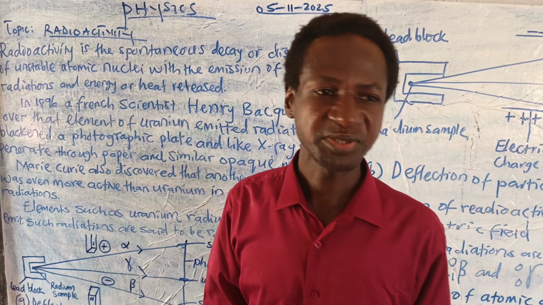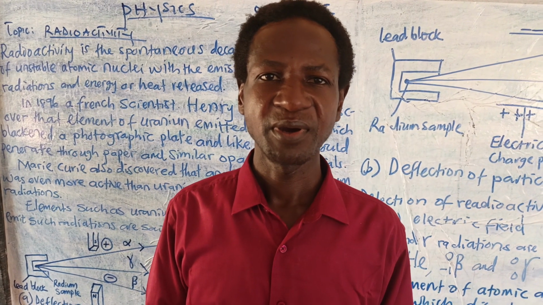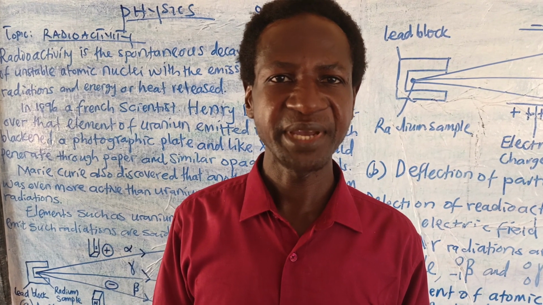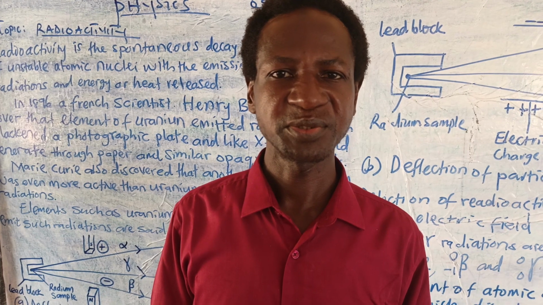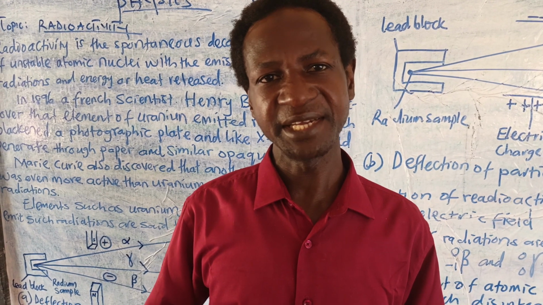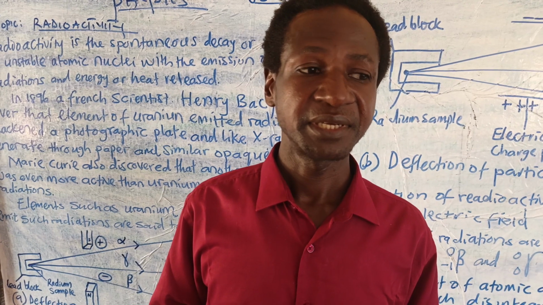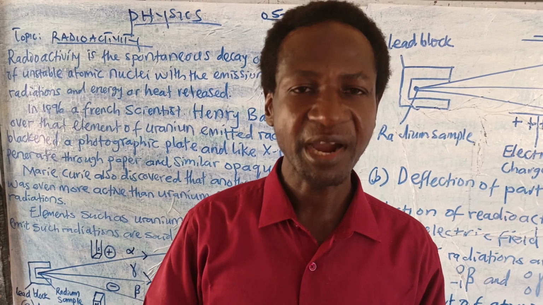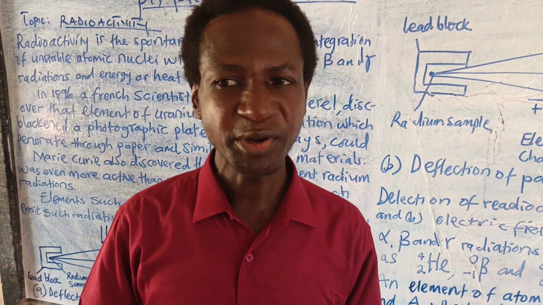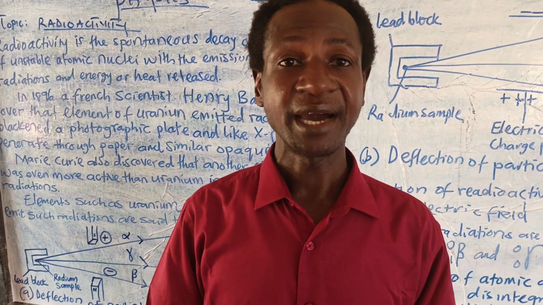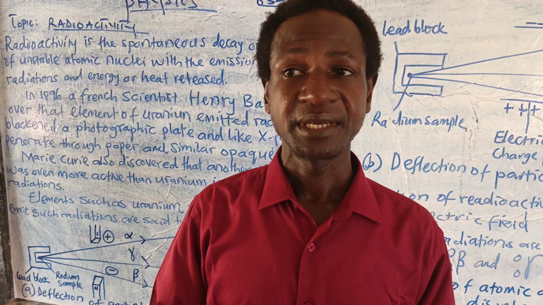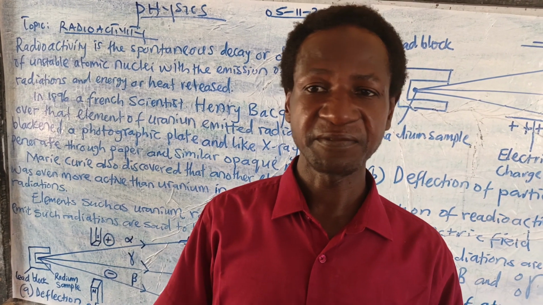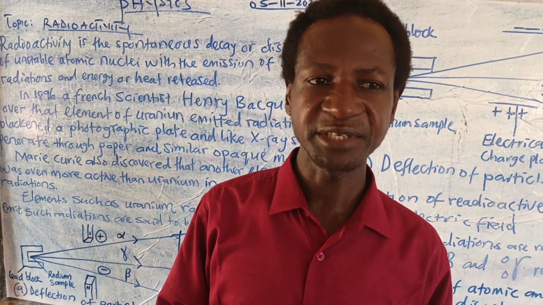Radioactivity is a spontaneous decay or disintegration of the unstable atomic nuclei with emission of alpha, beta, and gamma radiations with release of heat or energy. That is radioactivity. In 1896, a French scientist, Henri Becquerel, discovered that the uranium atom can disintegrate with the release of alpha, beta, and gamma radiations.